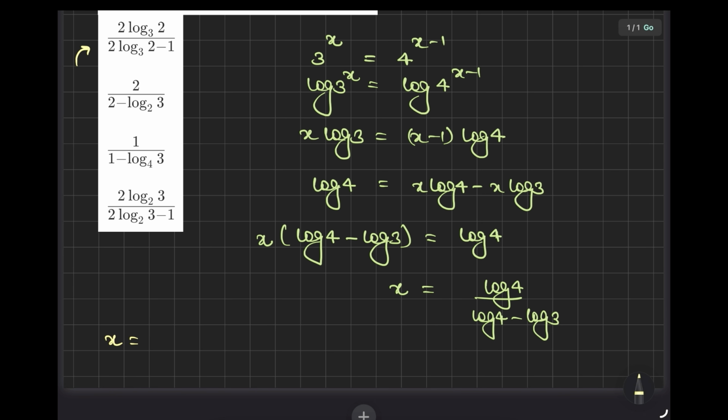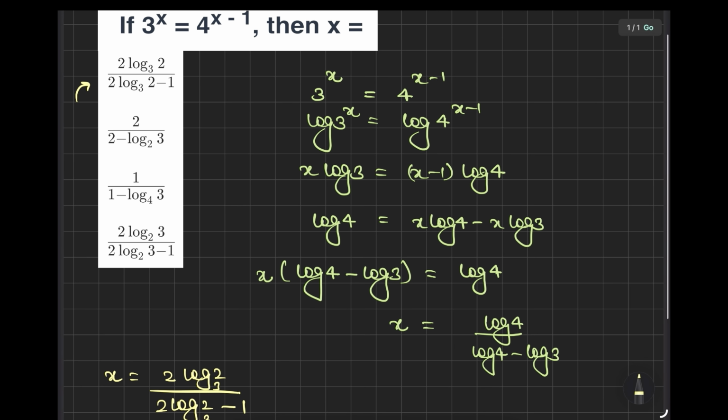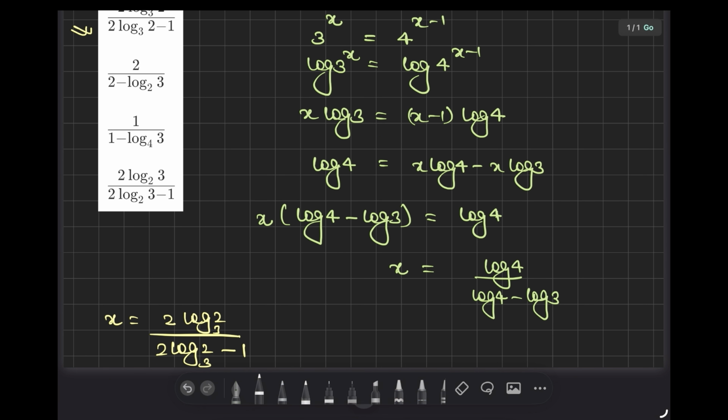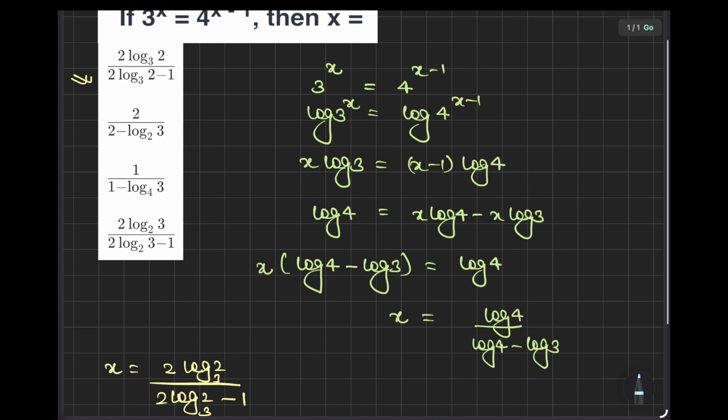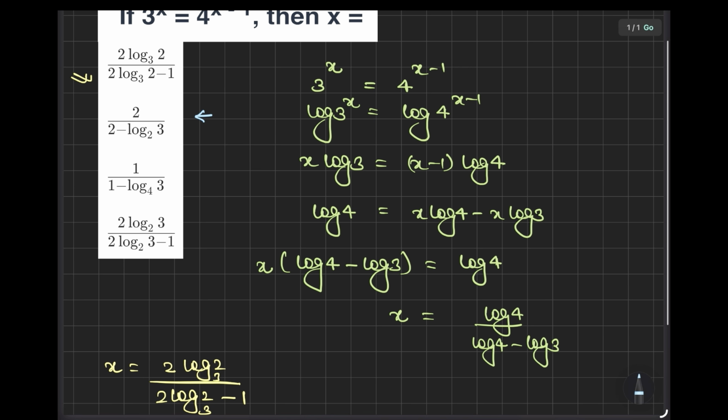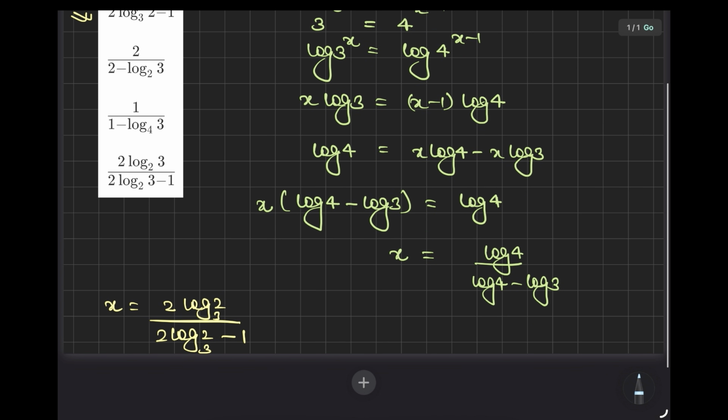So x equals, can I write this 4 to be 2 squared? So the power of 2 will come as a coefficient, so it will become 2 log 2 base 3 upon 2 log 2 base 3 minus log 3 base 3, and log 3 base 3 will become 1. So look at that, option number 1 is correct. I hope the idea is clear. Now check the next situation. In the next situation, if you observe, the base is 2. So either option number 2 is correct or option number 4 is correct.